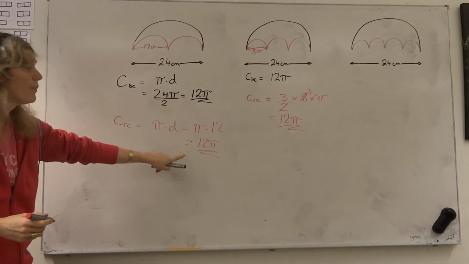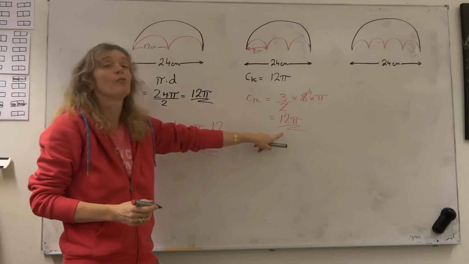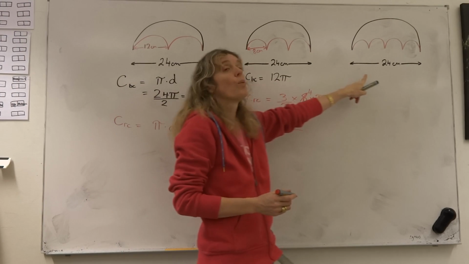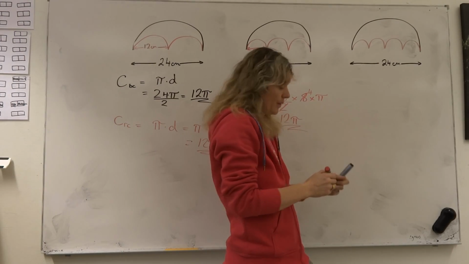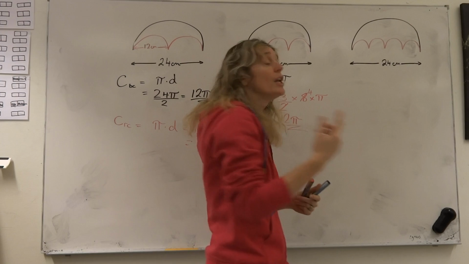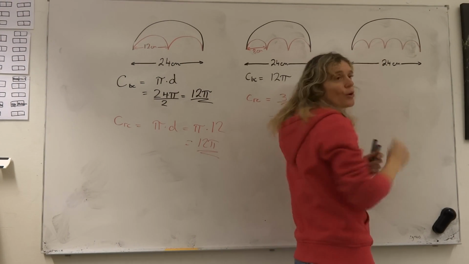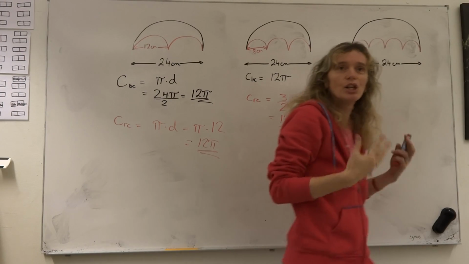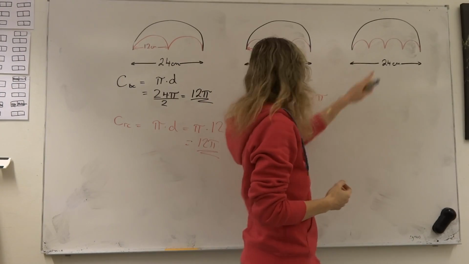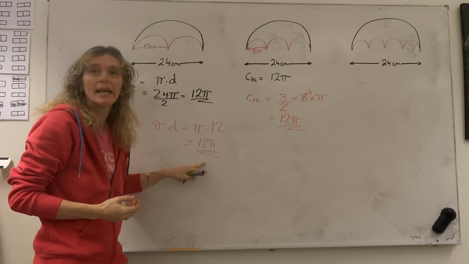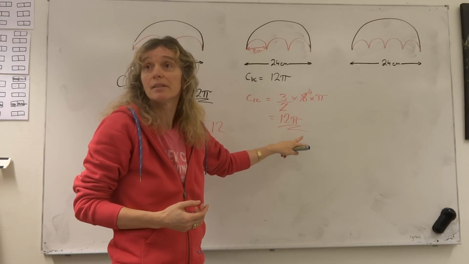We got 12 pi when it was 2 semicircles. We got 12 pi when it was 3 semicircles. What are we going to get over here? The same distance. If you look at it, it looks a lot shorter to go the red way, doesn't it? It actually looks like a shorter distance. But we are proving mathematically that it may look shorter, but it isn't.